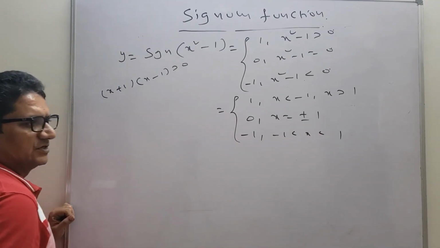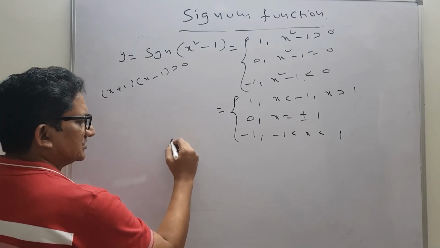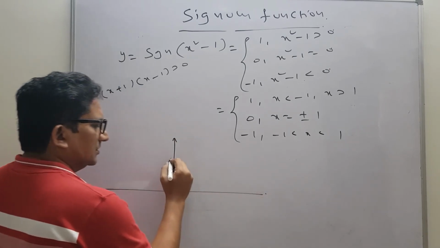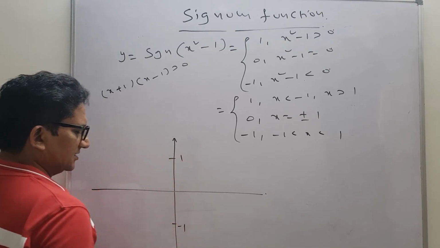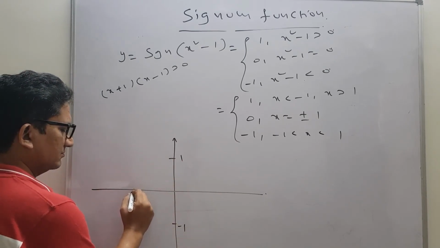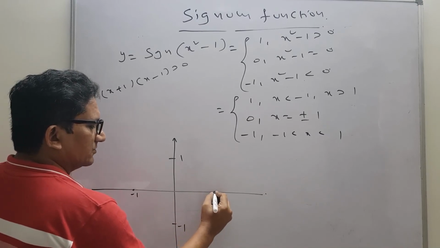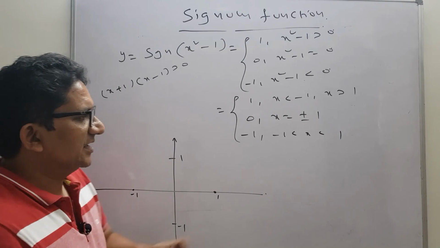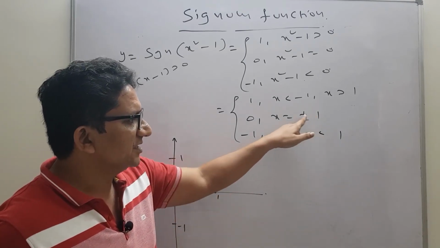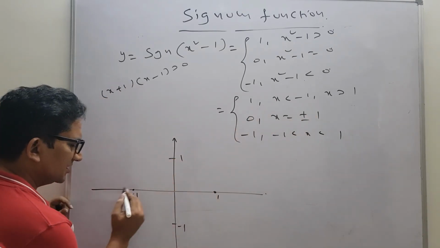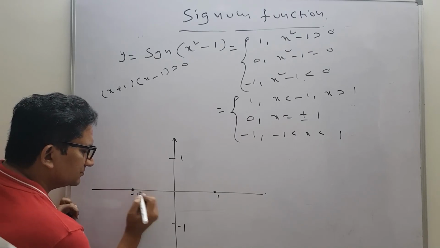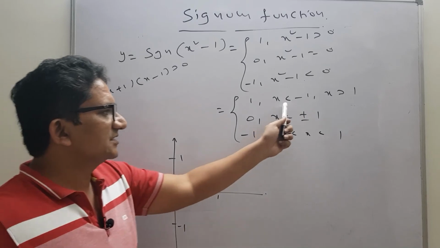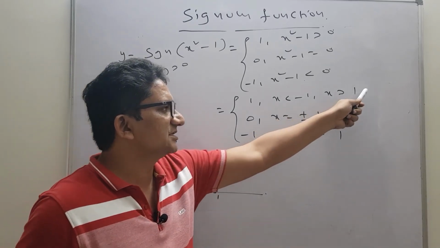This is the situation. Now if you want to draw the graph of this situation, here we will take 1 and minus 1 on the x-axis, and minus 1 and 1 on the y-axis. Now when x is exactly minus 1 and plus 1, the y value is 0. That's why I kept two dots over here. Next, when x is less than minus 1 and x is greater than 1.